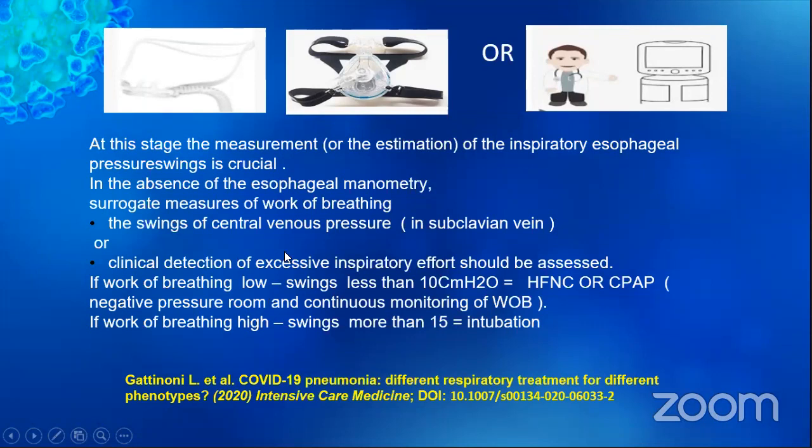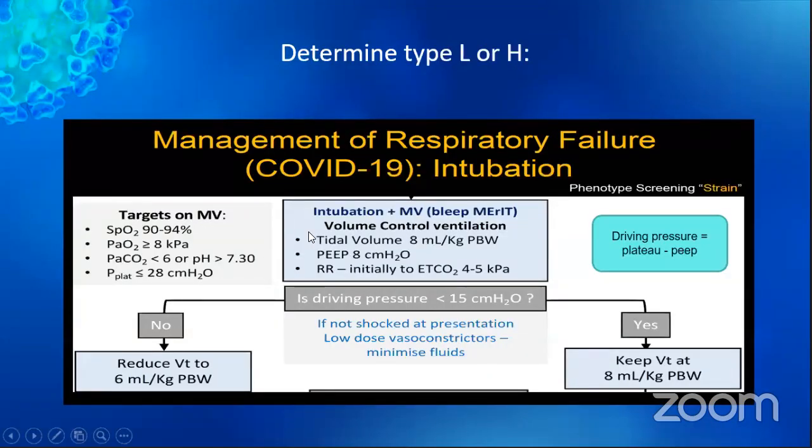So based on work of breathing, he further classified which patients can be given high frequency nasal cannula and CPAP in the controlled environment, and the patients who have high work of breathing should be intubated. Once a patient with high work of breathing is intubated, at the first stage we will keep the tidal volume 8 ml per kg of predicted body weight, PEEP of 8, and RR to be established according to end tidal CO2, of 35 almost.